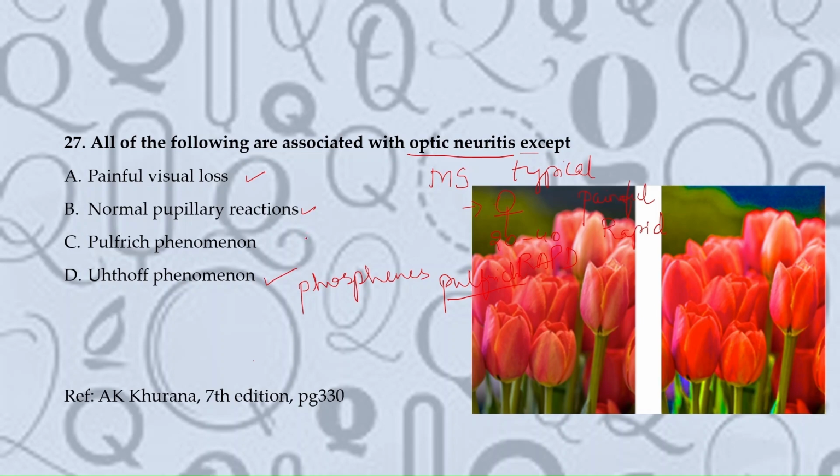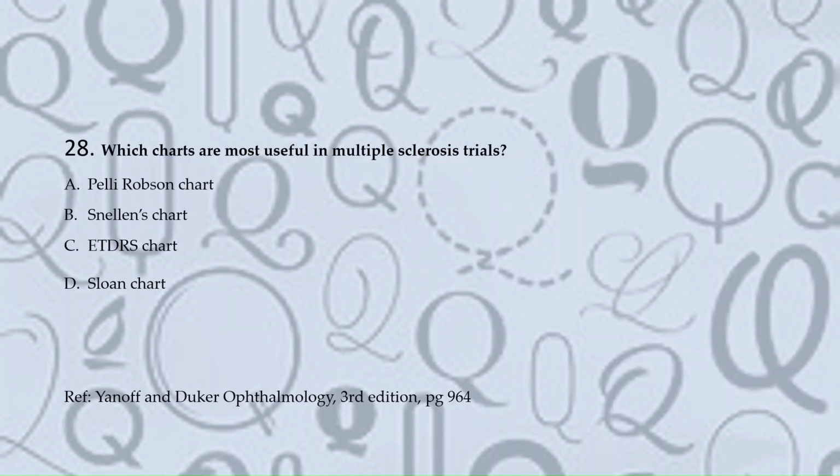So this is how color desaturation looks. The color may look a little dull. They may not say complete loss of color, but in one eye the red appears less red than the other eye. Which charts are most useful in multiple sclerosis trials? The answer is Sloan chart. There is no logic here. Sloan chart is a low resolution or low contrast chart that is useful in picking up optic neuropathies, because usually there is color desaturation associated with MS.